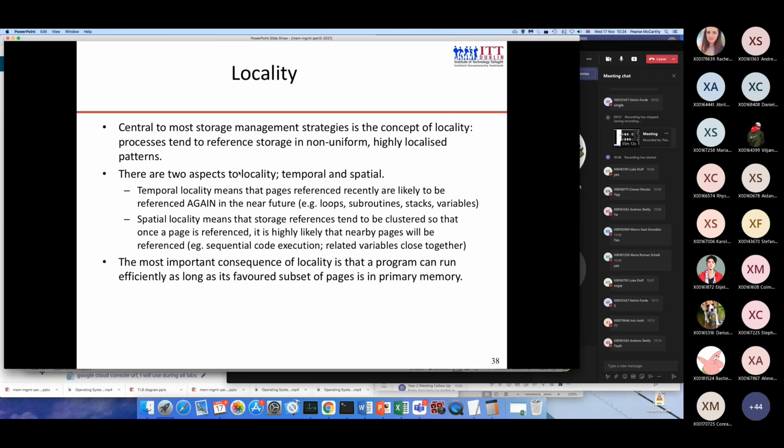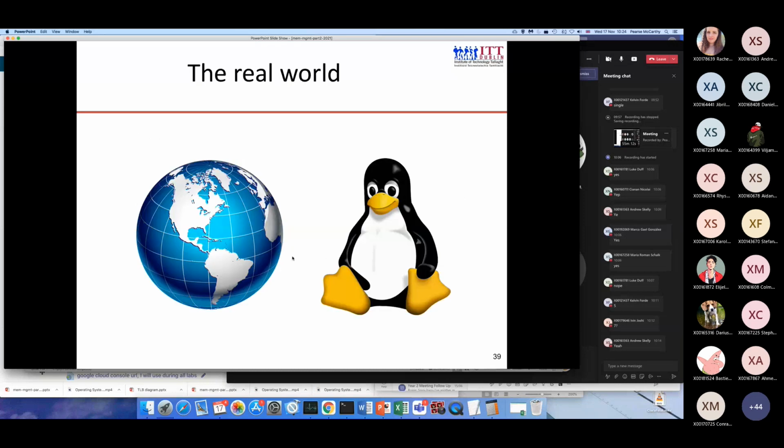Spatial locality essentially means that if chunk n is in memory, then I'm going to keep chunk n-1 and n+1 also in memory, because the odds are high, the way programs are written, with sequential code execution, that I will need it again, right? So that's how you can get as close as possible to ideal. You can never get to total ideal, but that's how you can get as close as possible. The most important consequence is that a program can run efficiently. Okay, the real world.